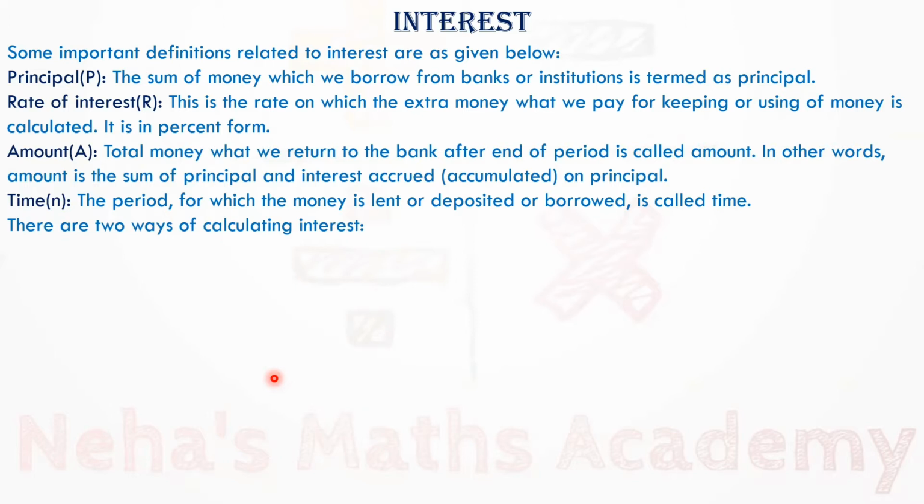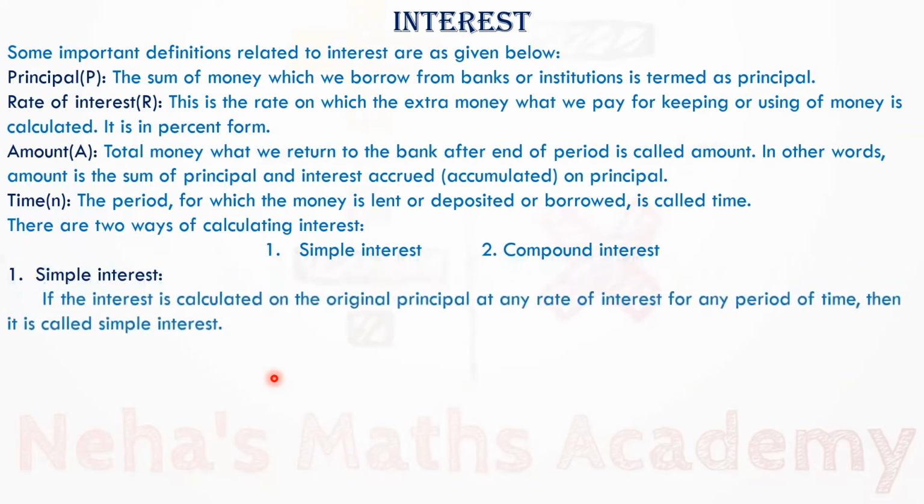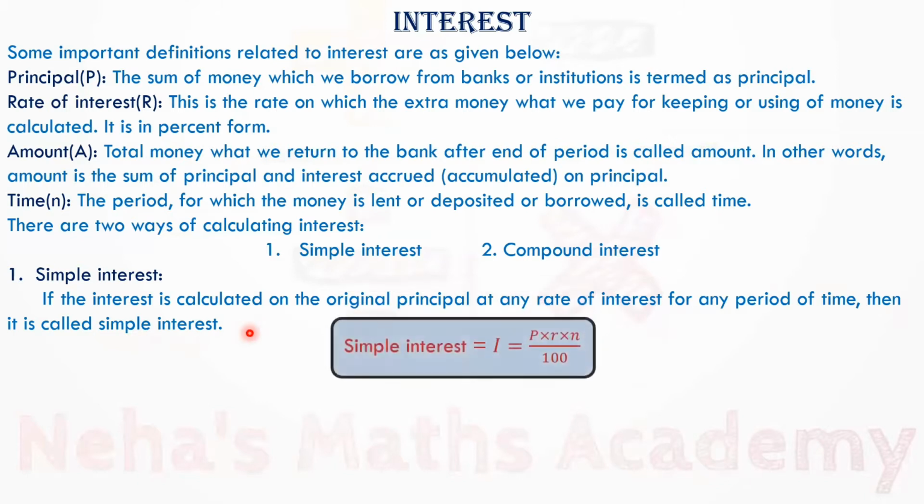There are two ways of calculating interest: simple interest and compound interest. Let's see what the simple interest is. If the interest is calculated on the original principal at any rate of interest for any period of time, then it is called simple interest.